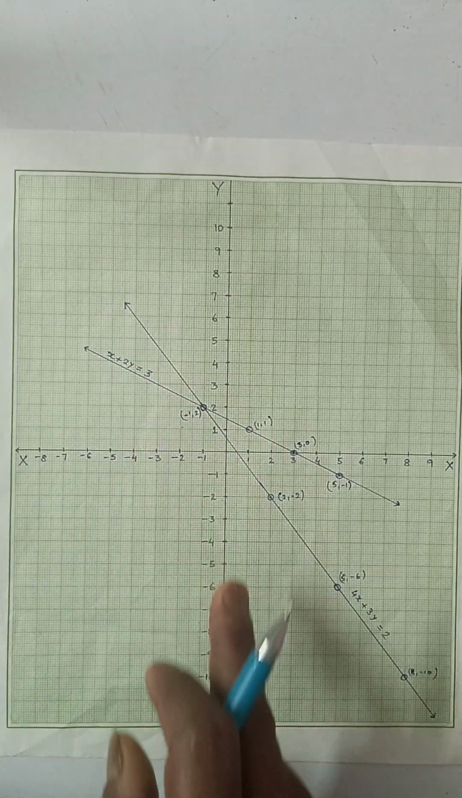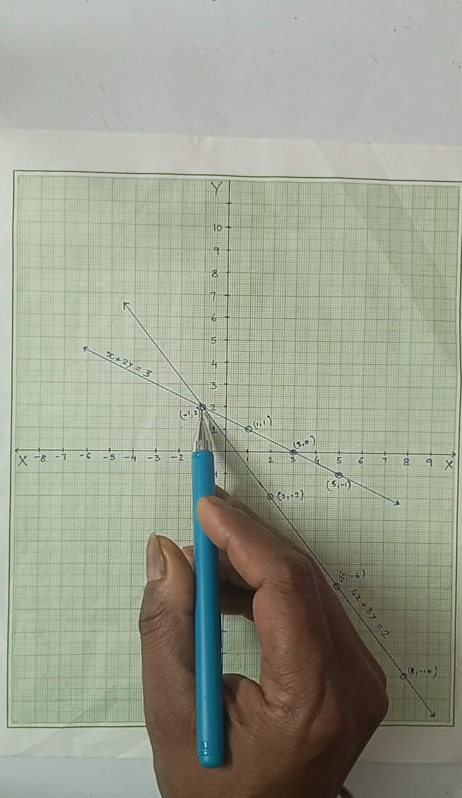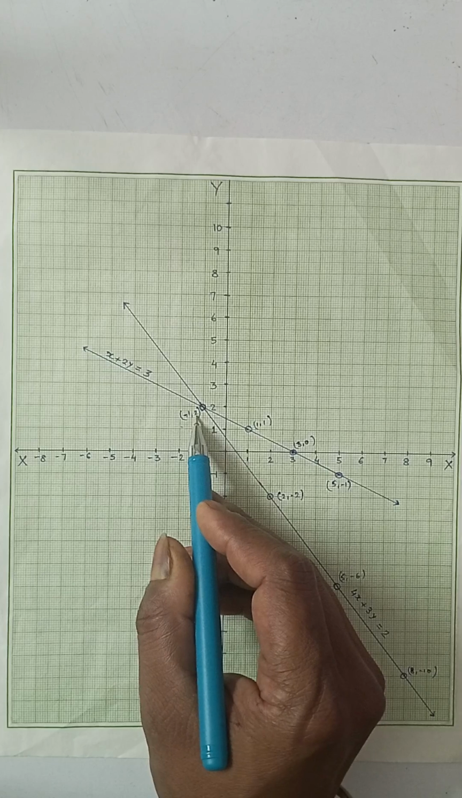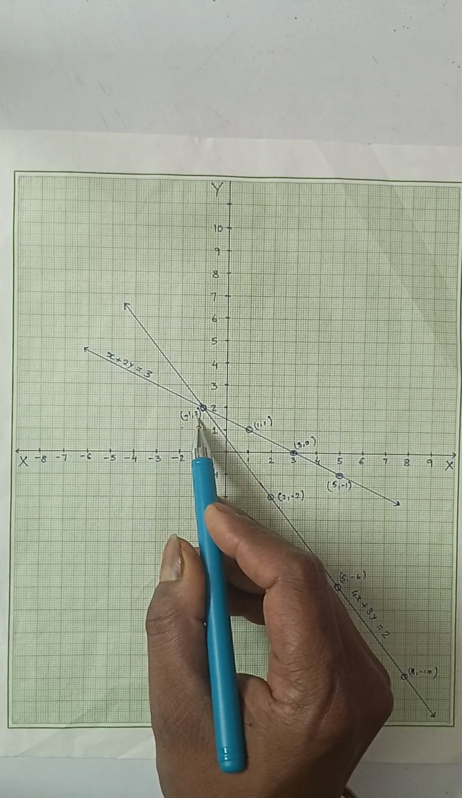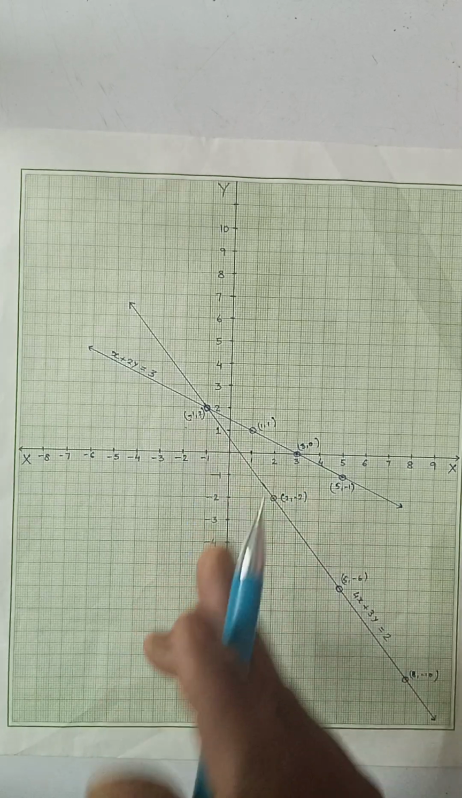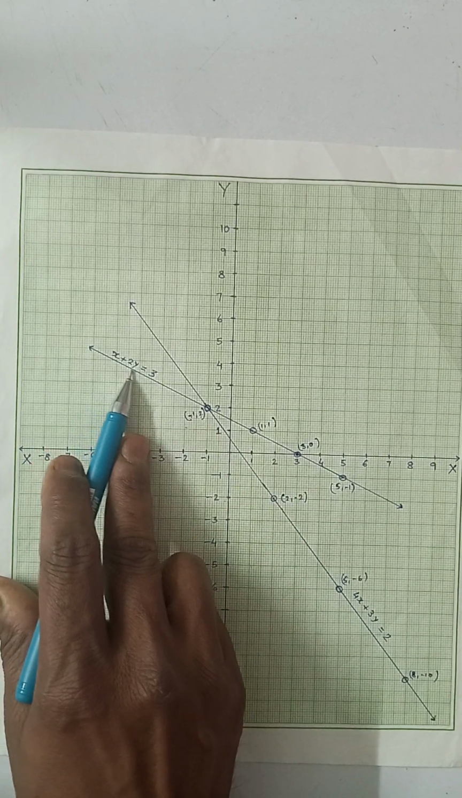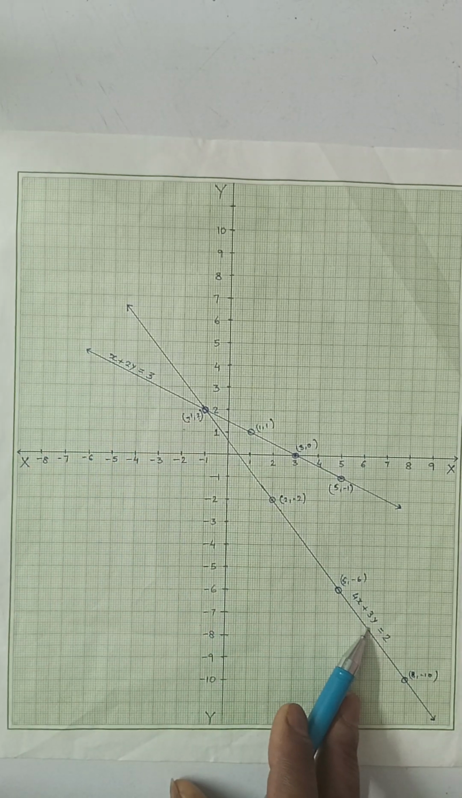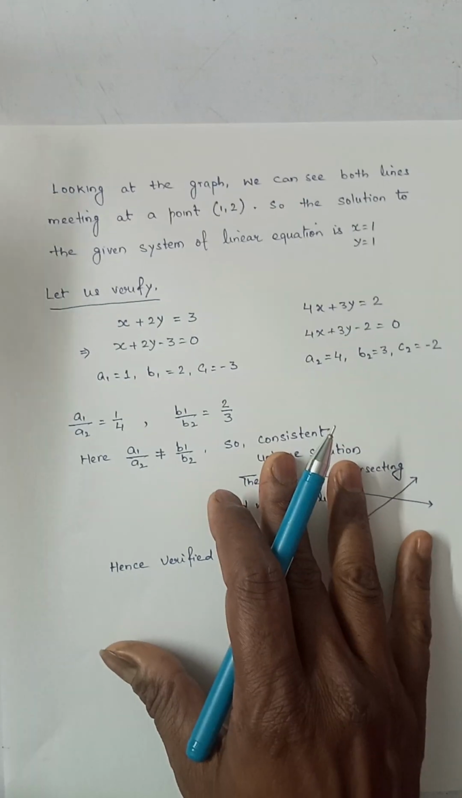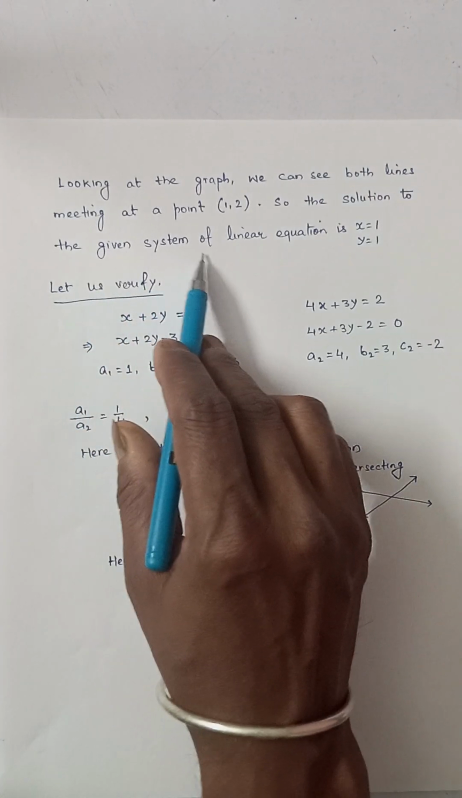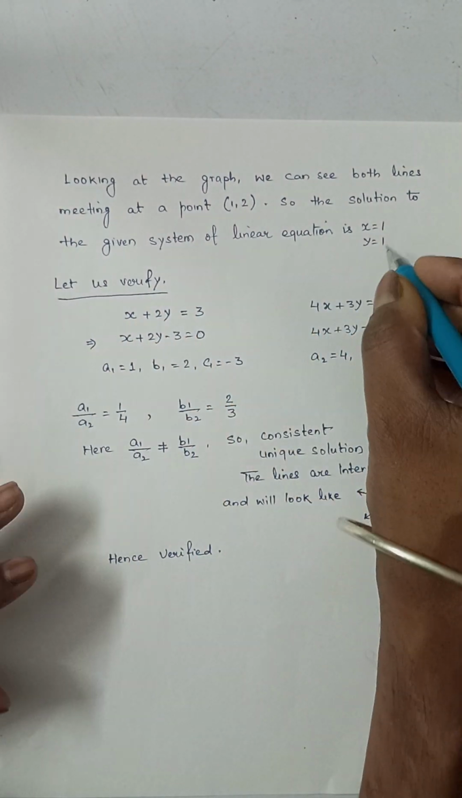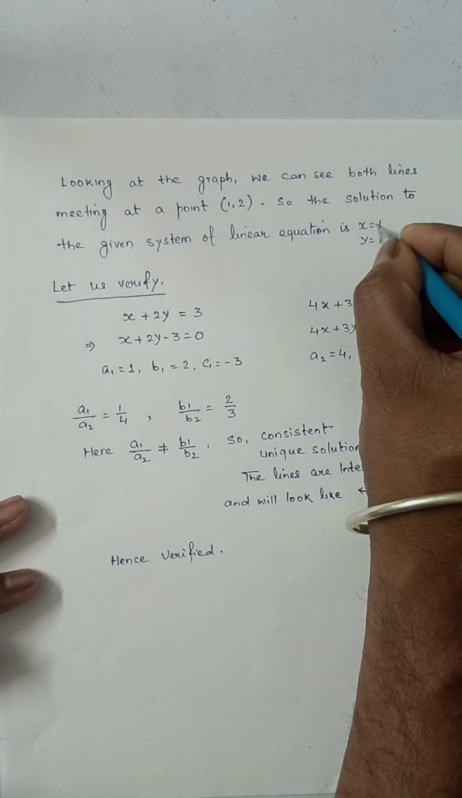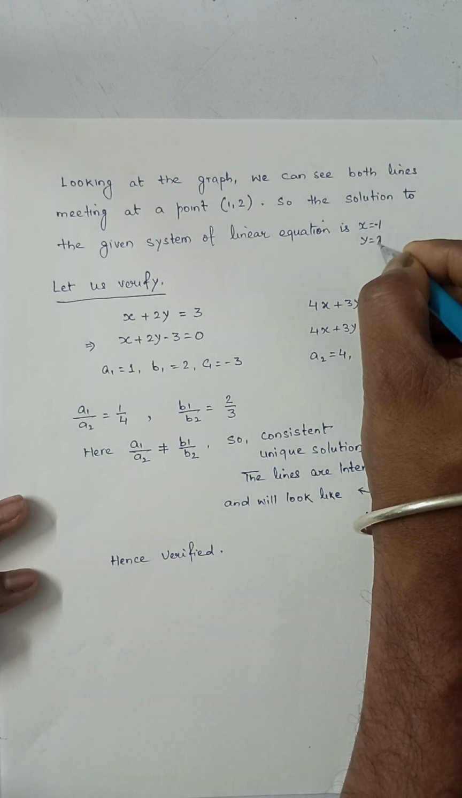On extending the lines, we can see that both lines meet at the point minus 1 comma 2. So the value of x equal to minus 1 and the value of y equal to 2 are the solutions to the given system of linear equations x plus 2y equals 3 and 4x plus 3y equals 2. The solution to the given system of linear equations is x equals minus 1 and y equals 2.